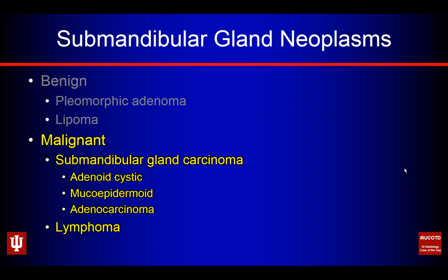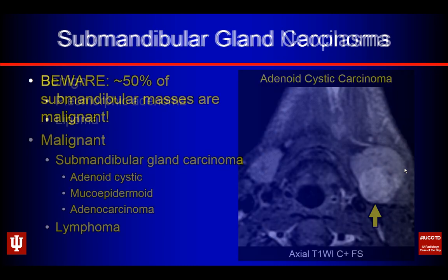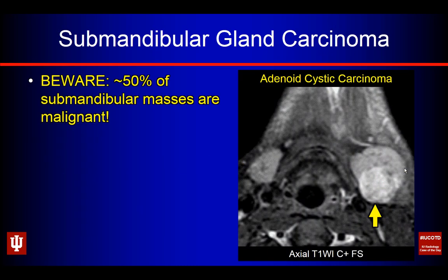All right, let's move on to our malignant submandibular gland neoplasms. Right from the starting blocks, I need to make the important statement, reiterate something I said at the beginning of the talk. When you're dealing with a submandibular gland, you're talking about something that has about a 50-50 chance of being malignant at baseline. Okay, it's a coin flip as to whether or not you're dealing with cancer. Keep that in mind.